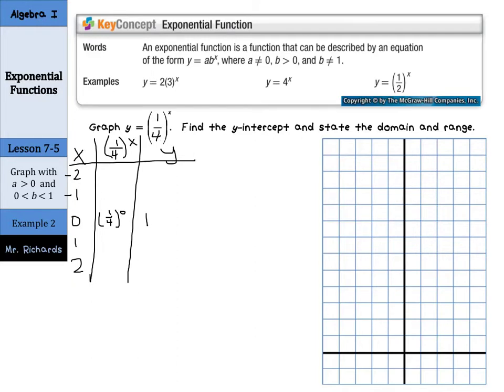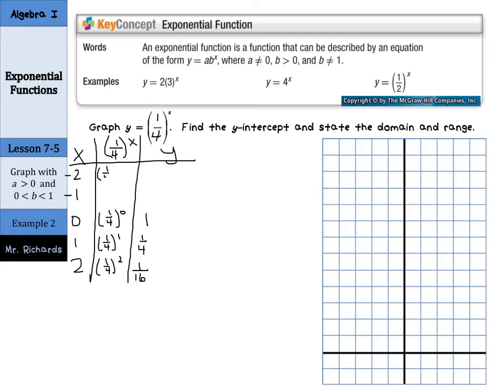And then we have 1/4 to the first power, which is just 1/4. And then we would have 1/4 to the second power, which is 1 squared over 4 squared, which is 1/16. Now, what about these negatives? Well, there is a rule that goes with these, but we'll walk through it.